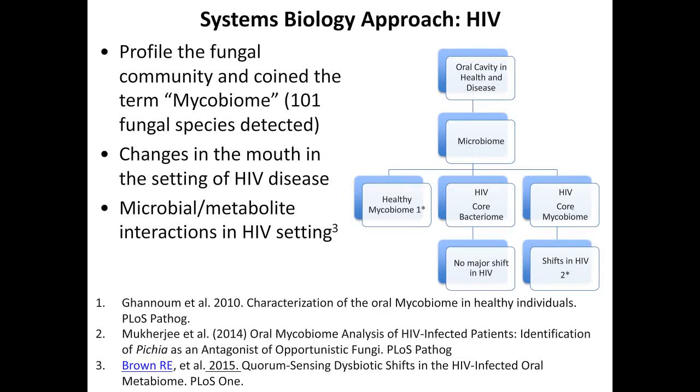The next slide is a summary of what we did in the systems biology approach in HIV infected patients. As I told you, we looked at the healthy oral cavity. We looked at HIV, and I showed it to you. But we also published a paper, which I'm not going to talk much about because of the time. We looked at the microbial metabolite interactions in the HIV setting, and this we published in 2015 in PLOS Pathogens, if you would like to look at it.